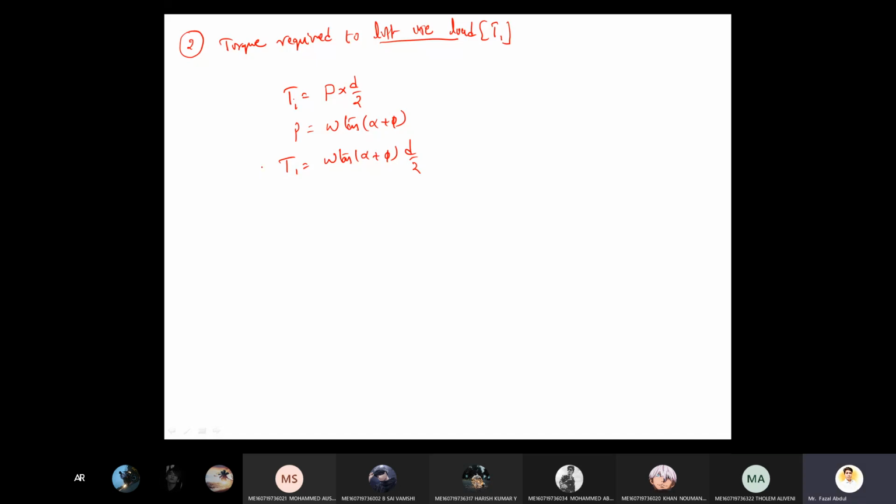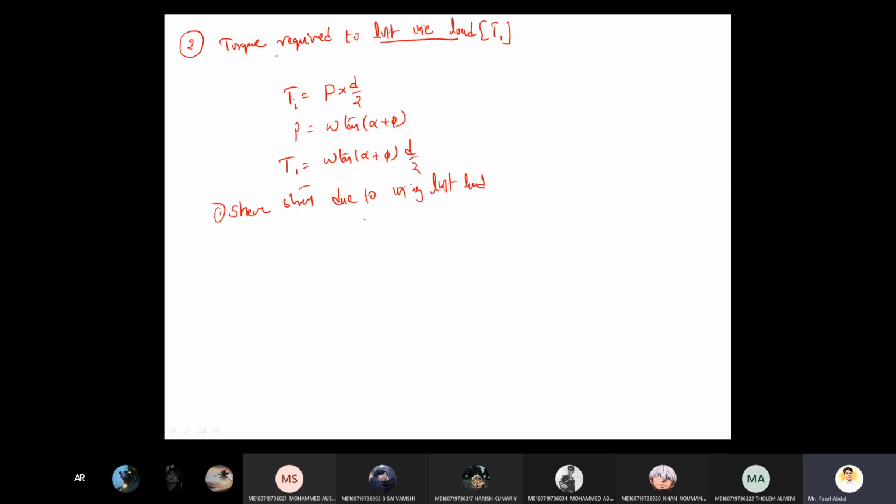Under this equation, due to applying this torque to lift the load, there may be shear stress. In the second point, again one subtitle: shear stress due to this lifting load. So where is the shear stress?